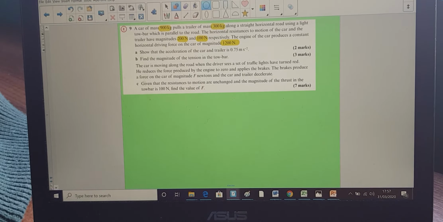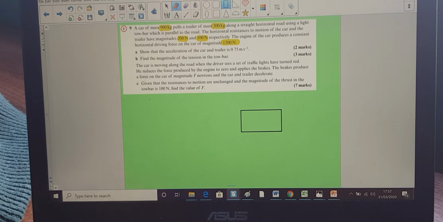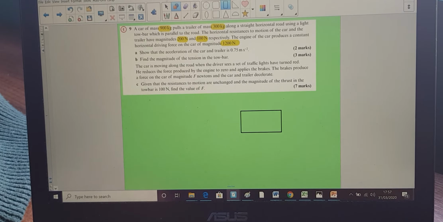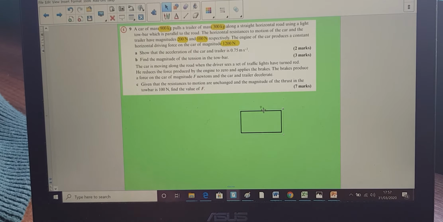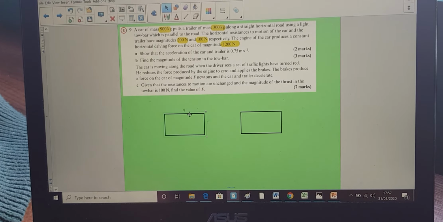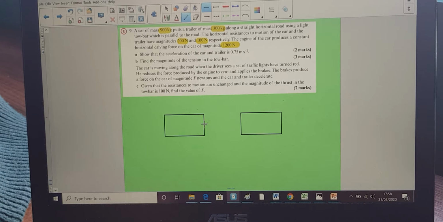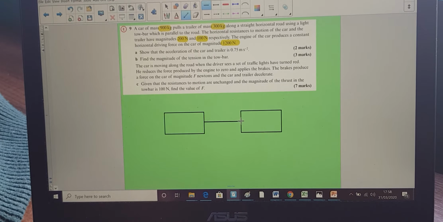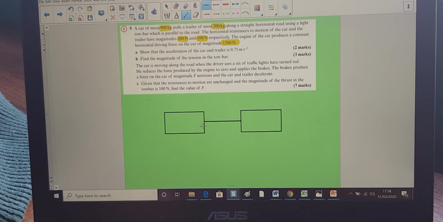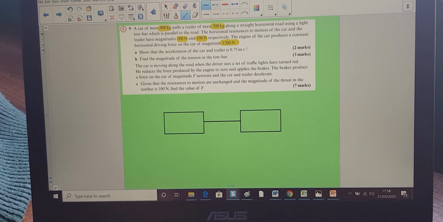First things first, diagram. So here we have the car and here we have the trailer. And that's being pulled along by a horizontal tow bar. Well, this is interesting because it's not a light inextensible string this time. This means it's a solid thing. So this can have both tension and thrust. Right, let me just label the things that I've got on here.